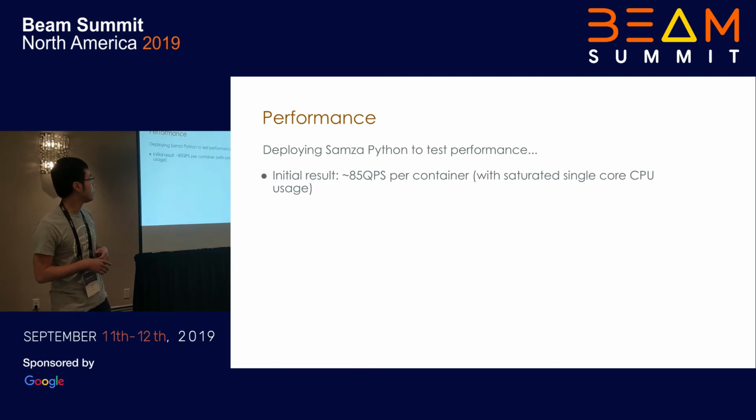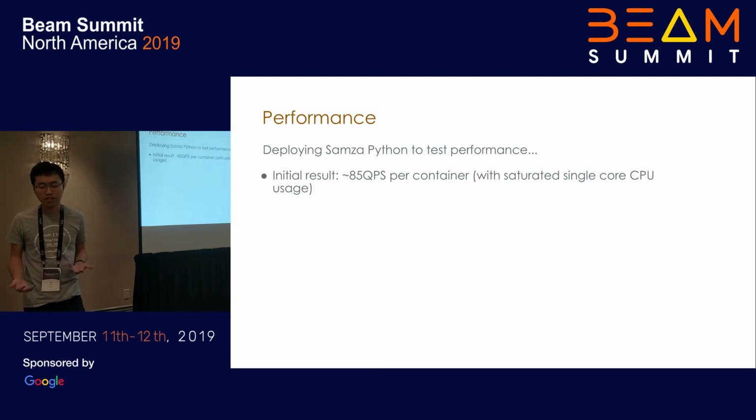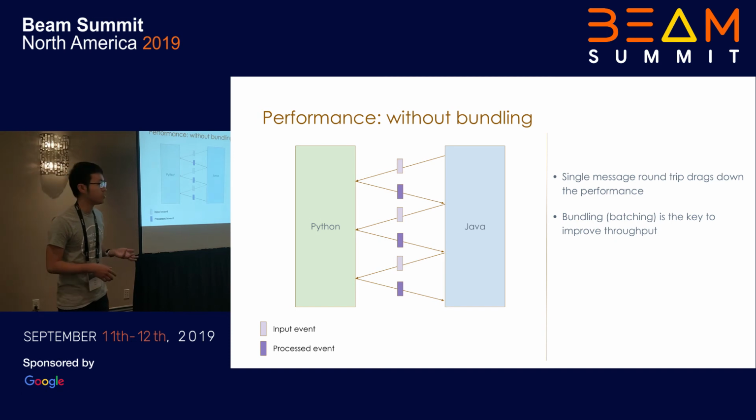Next is performance. Before we actually deploy the job to production, we try to test the performance and do a benchmark. Turns out the result was impressive, but in a bad way. We achieved less than 100 QPS, and even with this 85 QPS, it's already saturating a single core CPU. Adding more workers will help, but it's not the final solution. What we were doing with portability initially is that Java and Python play a ping pong game, where a single message is passed from Java to Python, and then Java waits for the response from Python. This significantly jacks down the performance.